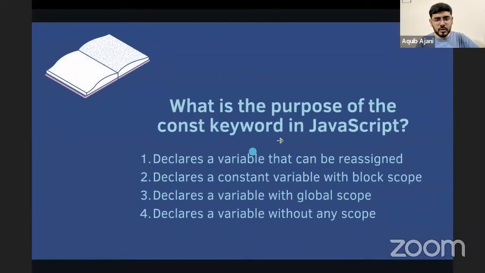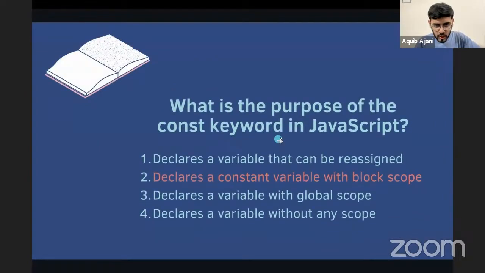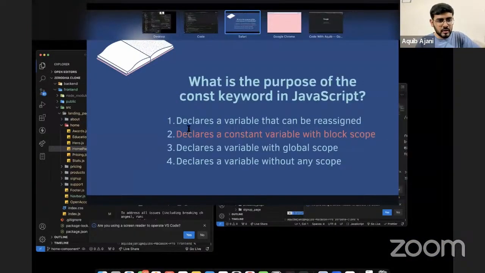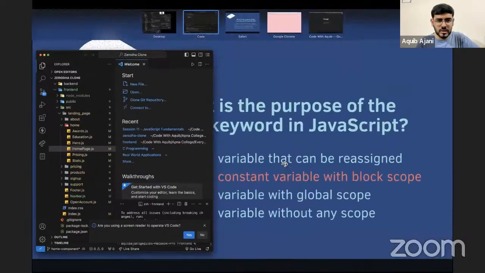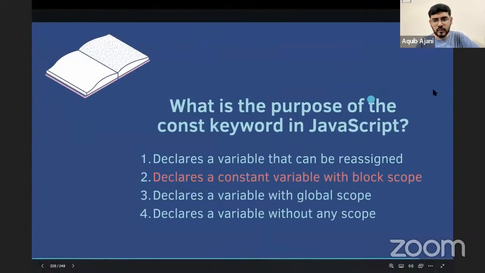Now for this particular question, what is the purpose of the const keyword? The correct option is option 2. It declares a constant variable within block scope. Remember, we just created a constant as well. And this was a value that we could not change. We had written this code over here: const x equal to 10 and x equal to 30. And this gives us an error. It says assignment to a constant variable. So we cannot modify constant values. That's what the const variable does. So that's the correct answer.